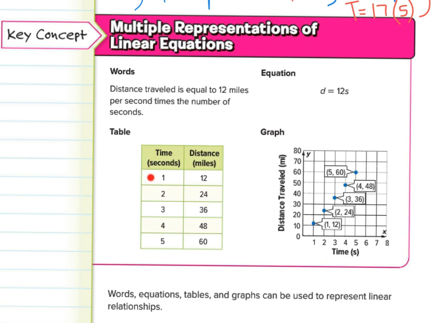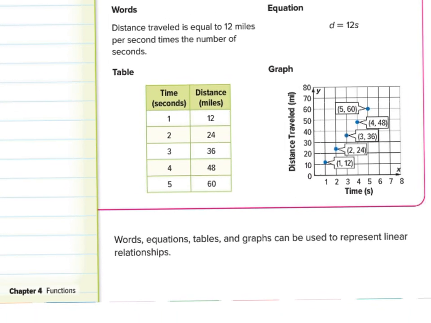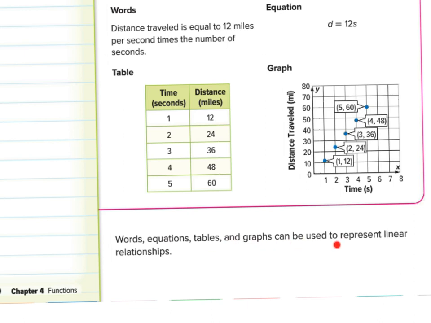As a table, we have our seconds and our distance, our miles. This will be our domain, and this will be our range, x and y. And then finally our graph, where we actually plot it out, and we have our ordered pairs. These ordered pairs create a linear relationship that is proportional, because if I draw a line, it will go through 0, 0. So words, equations, tables, and graphs can be used to represent linear relationships.